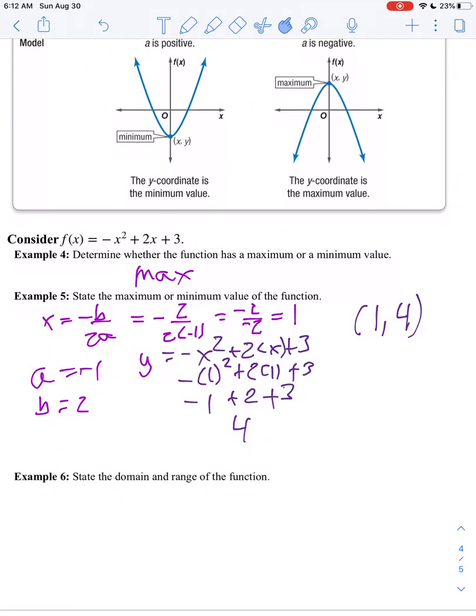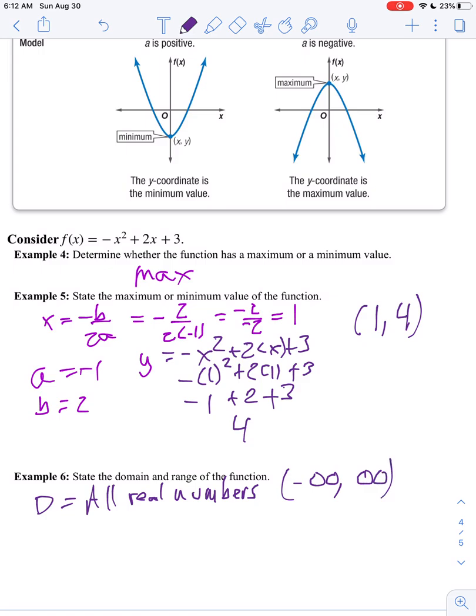Now I want to state the domain and range of my function. Remember, domain are my x values. I can put any number in for x, and I'm going to get an answer. So my domain is all real numbers. If you want to write that in interval notation, it's negative infinity to positive infinity.